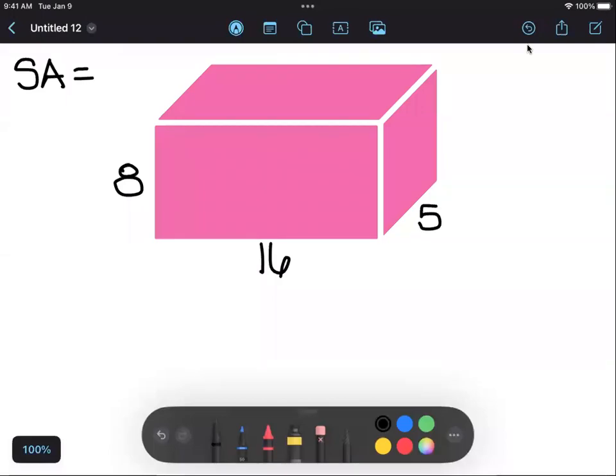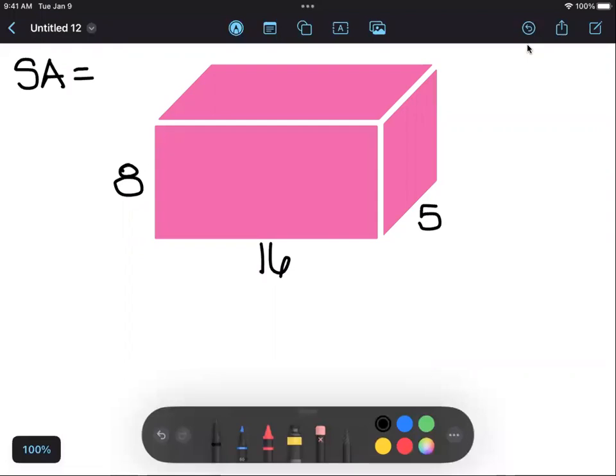Hello and welcome back. This video is going to be all about how to find the surface area of this rectangular prism that I have here. So let's talk about surface area. Surface area is the area of all the surfaces.